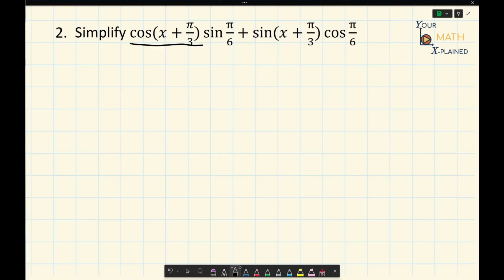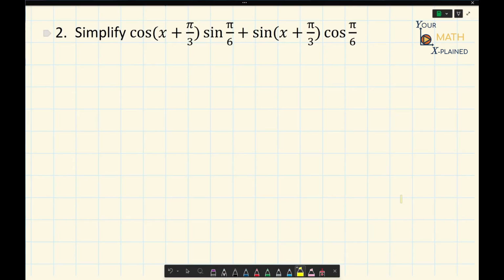So this is now going to become cos x cos pi over 3 minus sine x sine pi over 3. And now we're going to have to multiply this entire expression by our sine pi over 6. And then we have to do something similar for this expression here. So as you can see, that's going to get really messy. So let's erase that and take a look to see if we can make this problem simpler.